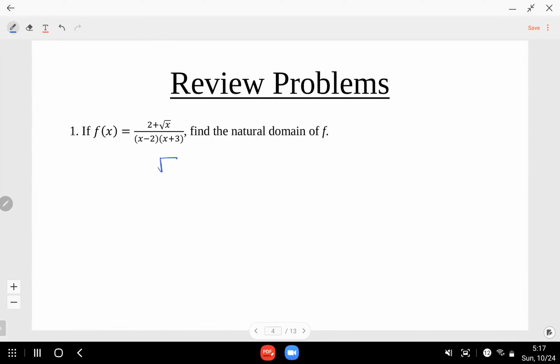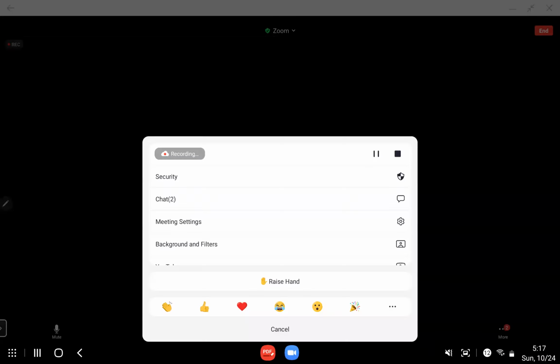When you square root a negative number, that's just an imaginary, right? Or when you divide by 0. When you divide by 0, that's going to be undefined. Okay? So with these two cases in mind, how would you find the domain of f? You're going to exclude the cases where it is undefined. All right.